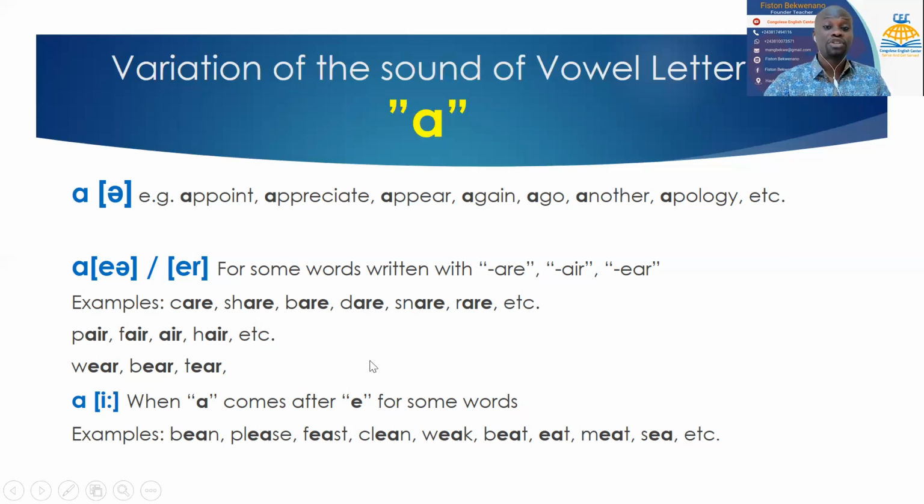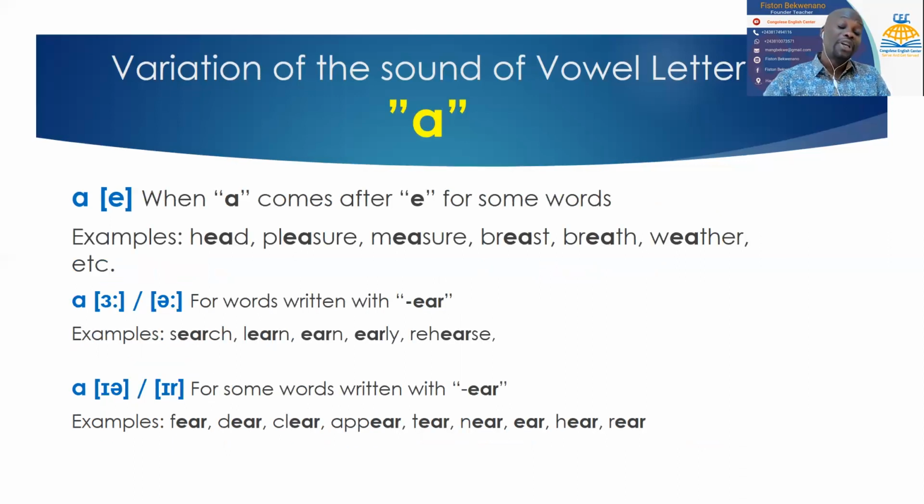And you can also find many other examples when you're making researches, but this is to help you to understand that the vowel letter A can change the pronunciation in some different words. So don't be afraid. The letter A can again give the sound of short E, when it comes after E for some words. An example is head. You find that E is followed by A, and then it gives you a sound like head.